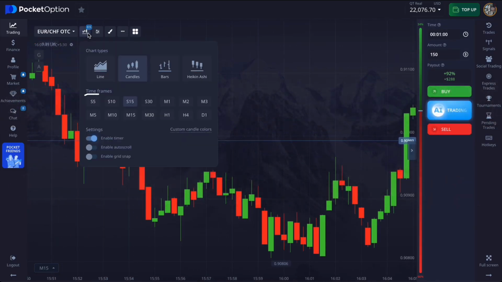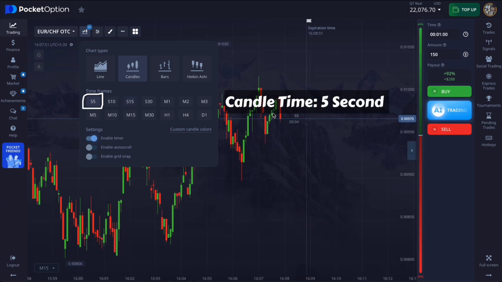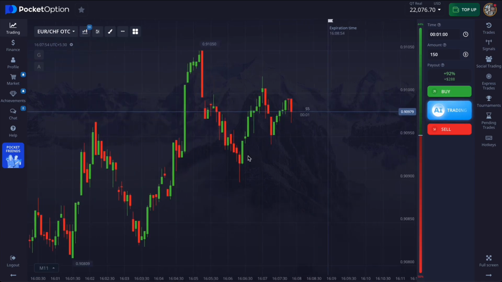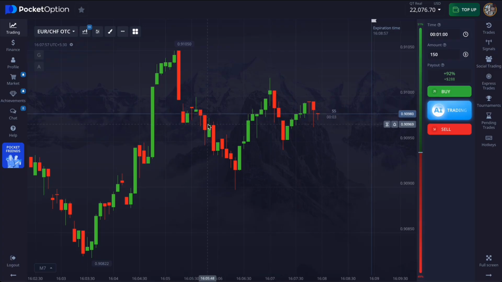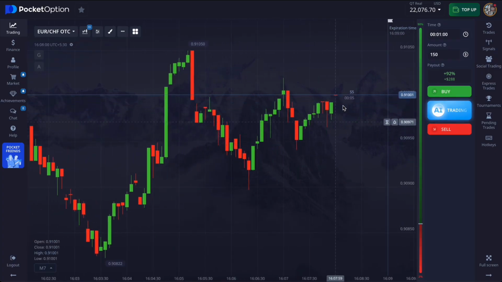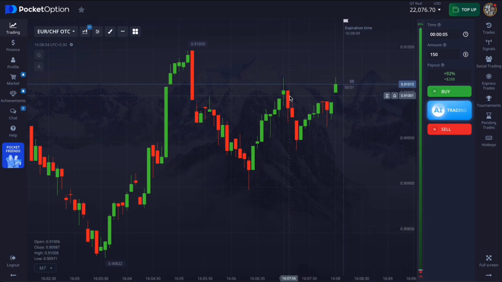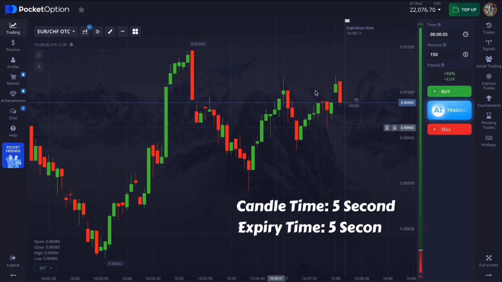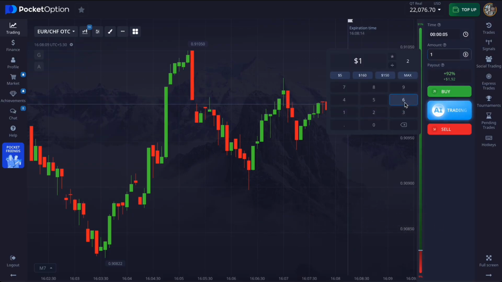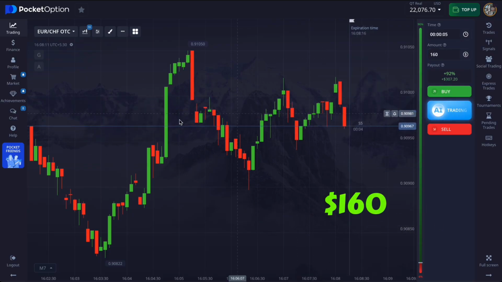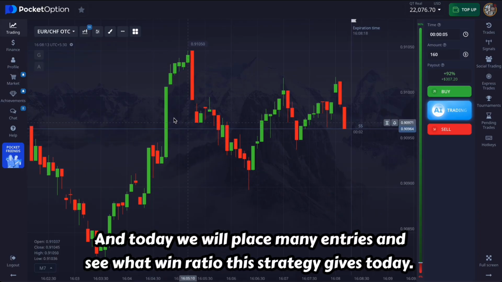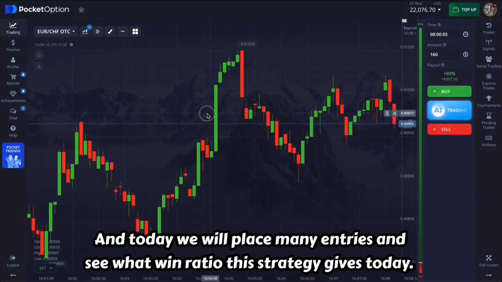So first of all I will show you in brief how to set up the indicators. First of all set the timing of the candle to 5 seconds, because in today's strategy this timing shows the best performance. After that set the expiry timing to 5 seconds as well. In this strategy, 5-second candle and 5-second expiry timing is a good combination, and today we will set the trade amount to $160, and today we will place many entries and see what win ratio this strategy gives today.